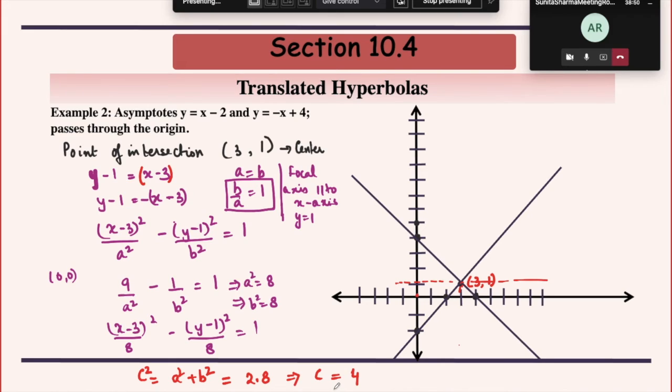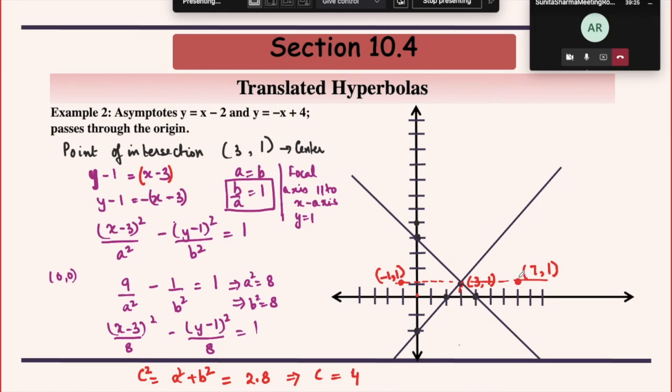So that means your focus is situated 4 units on either side of your center. So what will be the coordinates of your focus? One focus is 4 units on the right side, which means it is having coordinates 7, 1. Okay, so this is 3, then 4, 5, 6 and 7. So here is one of the foci, 7, 1, and the other one is situated 4 units to the left. So you move 3 and then one more unit. So the coordinates are -1, 1.